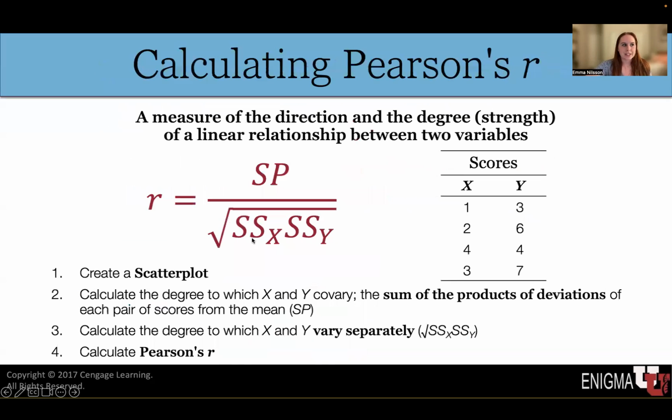Like we said, in the numerator here we have the sum of the products, and in the denominator we have the square root of the sum of the squares of each of the variables. So here are our steps when calculating Pearson's R. First, we need to create a scatter plot, and we'll talk about why in a second. Second, we calculate the degree to which x and y vary together, which is the sum of the products of the deviations. The third step is to calculate the degree to which x and y vary separately, which is our denominator here. And then using all that information, we can calculate Pearson's R.